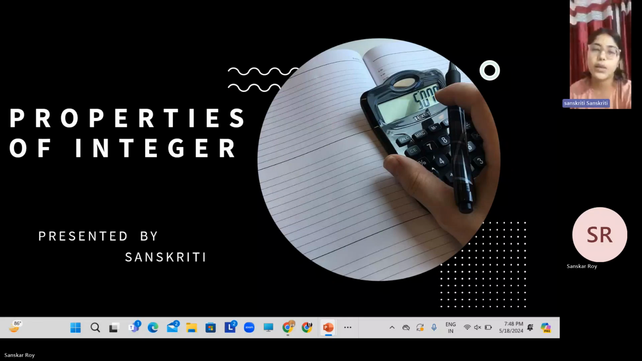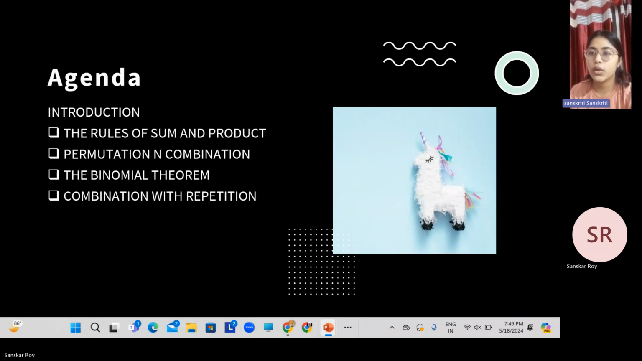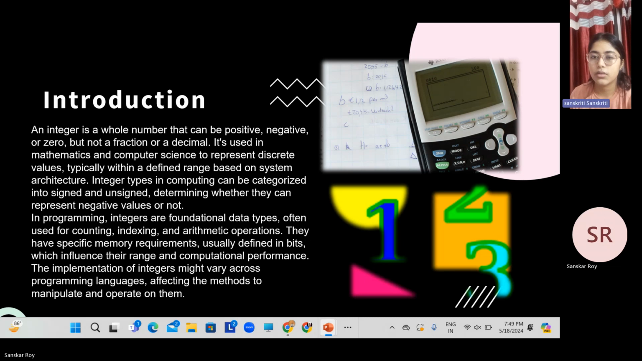And today we are going to talk about properties of integers in mathematics. So let's get started with our topic. First, we'll talk about the agenda, what we are going to discuss today: introduction, the rules of sum and product, permutation and combination, the binomial theorem, then combination with repetition. So first, we'll go to the introduction part.